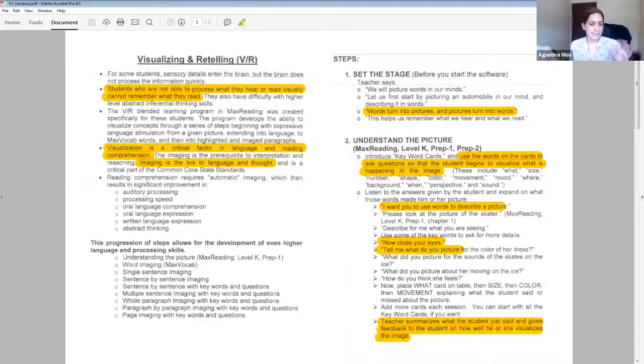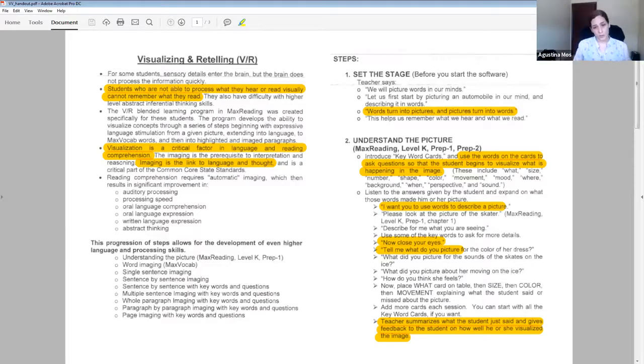Visualizing and retelling is the same thing as visualizing and verbalizing. You're verbalizing, you're retelling. So the strategy will really help students internalize the information and also retrieve the information from their visual memory. Research shows that if a student cannot picture in their head what they're trying to say or what they're trying to understand, it's hard for them to process that information, much less remember it later on.